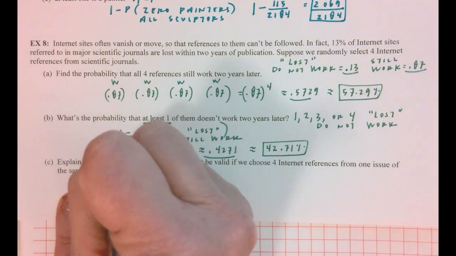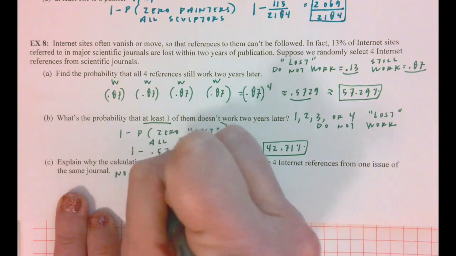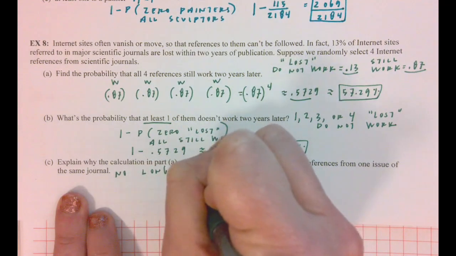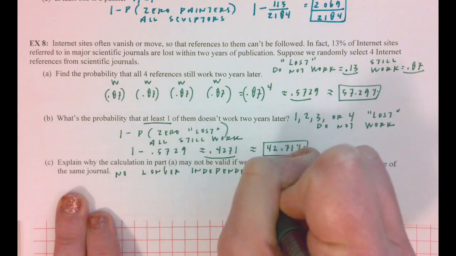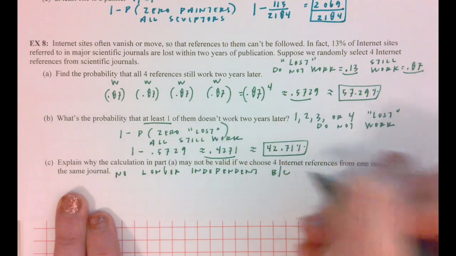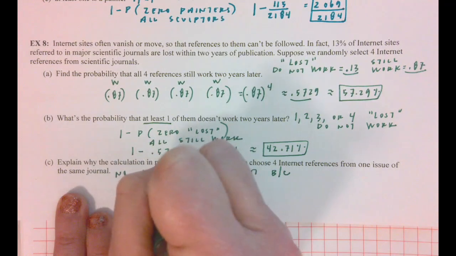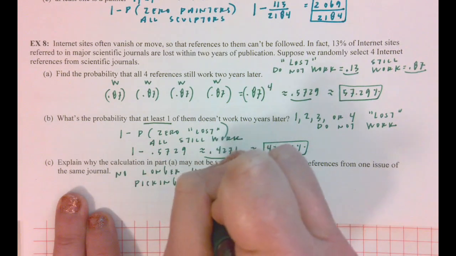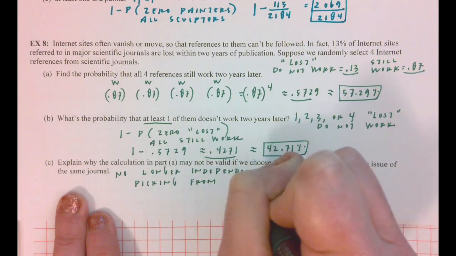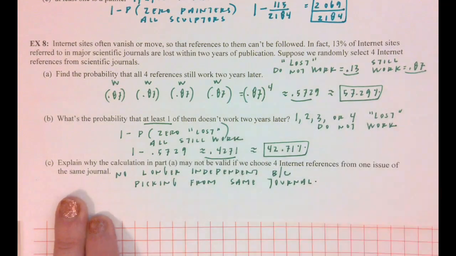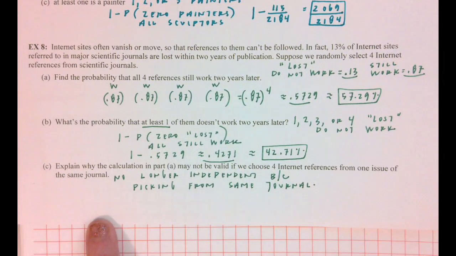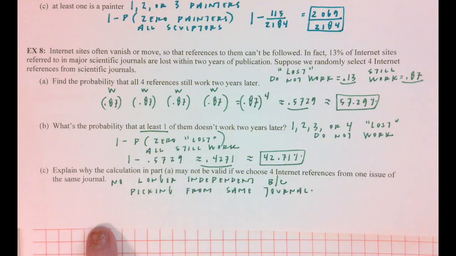So here I would just tuck in no longer independent because it's the same journal. We're picking from the same journal. Right? It could be that the journal is no longer being published, so all of the links no longer work, right? So it's no longer necessarily an independent situation.